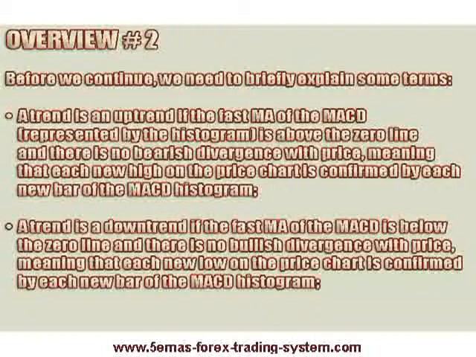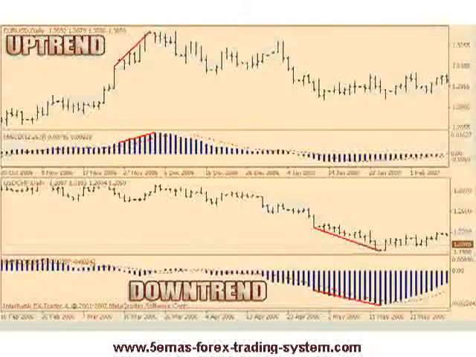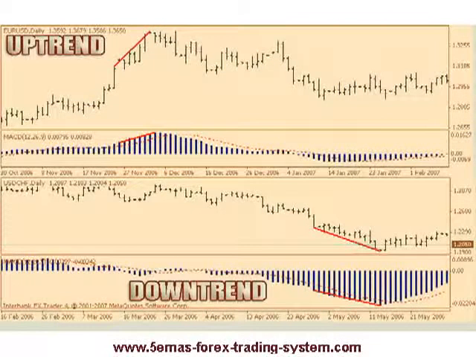We define a trend as being a downtrend if the fast-moving average of the MACD is below the 0 line and there is no bullish divergence with price. This means that each new low on the price chart is confirmed by each new bar of the MACD histogram. Here you can see examples of an uptrend and a downtrend. Notice how changes in price are being confirmed by the MACD histograms.